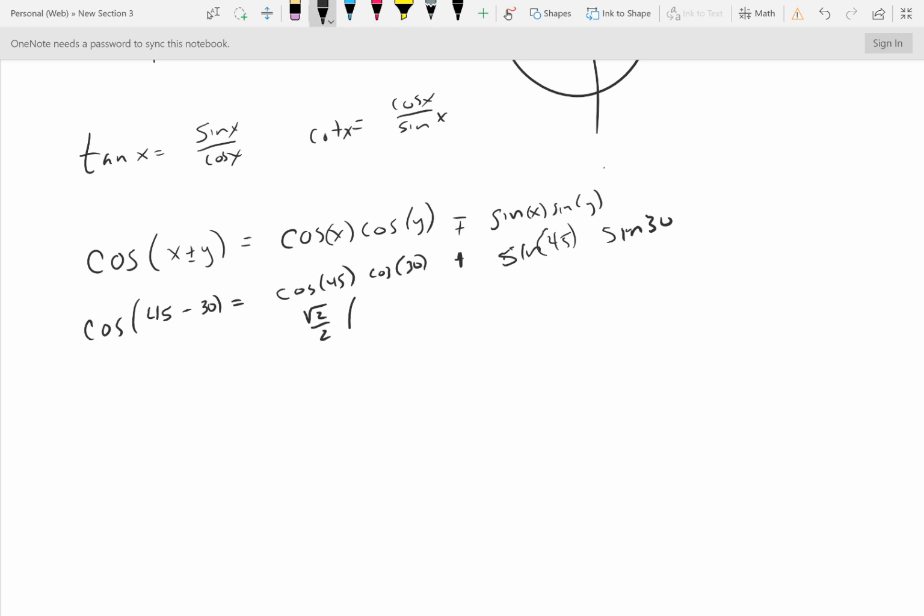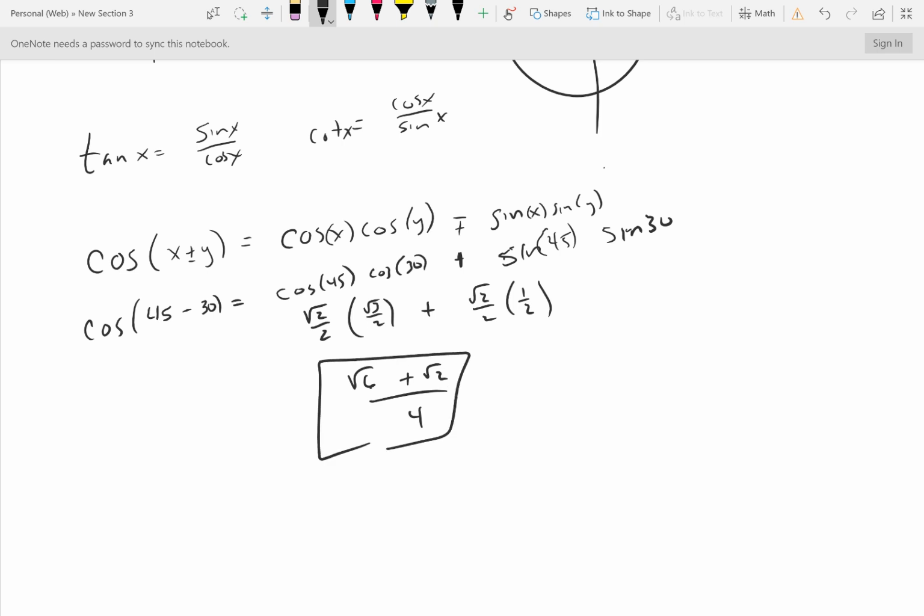Root 2 over 2. Cosine would be root 3 over 2 plus root 2 over 2 times a half. Oh, that's exciting. That's the square root of 6 plus the square root of 2 over 4. Bam! There you go, baby. There's your cosine of 15 degrees.